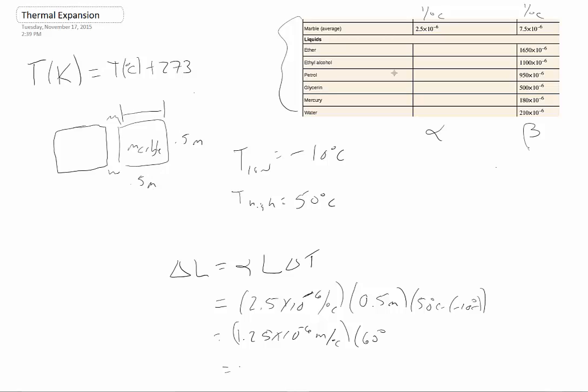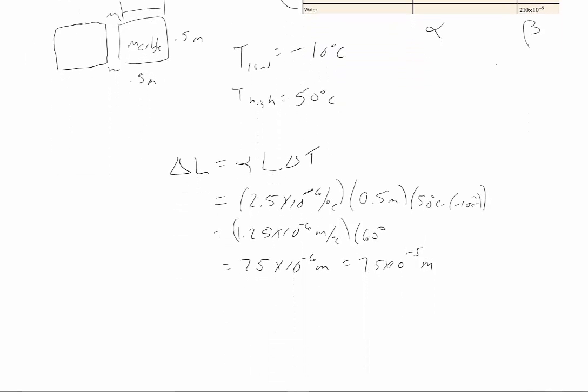we're going to get 75 times 10 to the minus 6 meters, which is 7.5 times 10 to the minus 5 meters. So the change in the length will be around 75 microns, or the other way to think about it is 0.075 millimeters. It's not going to change at all, basically.